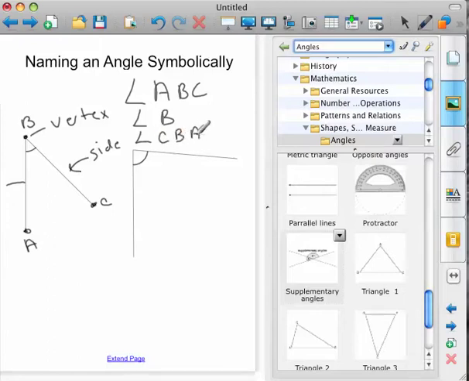But notice my vertex is always in the center. Okay, and you always have the angle symbol out in front of it. So later on, I want students to be able to say, hey, this says angle ABC, or this says angle B. They should read the word, this represents the word angle. Okay. So that's just a basic one.